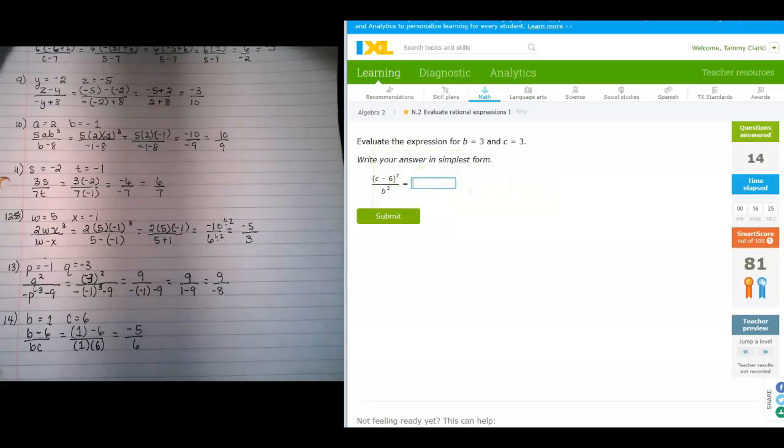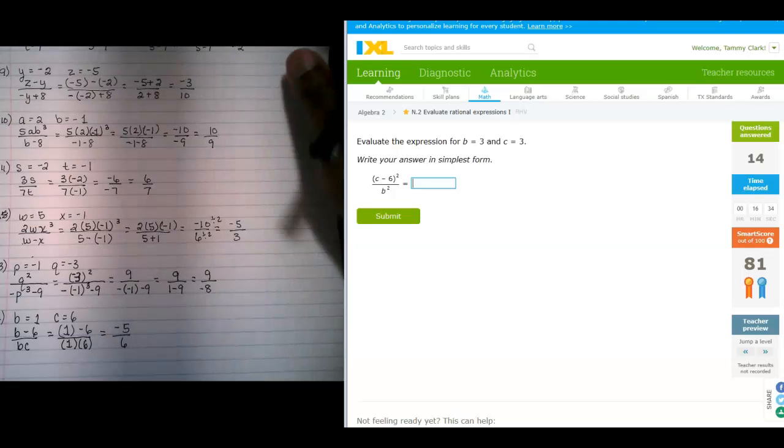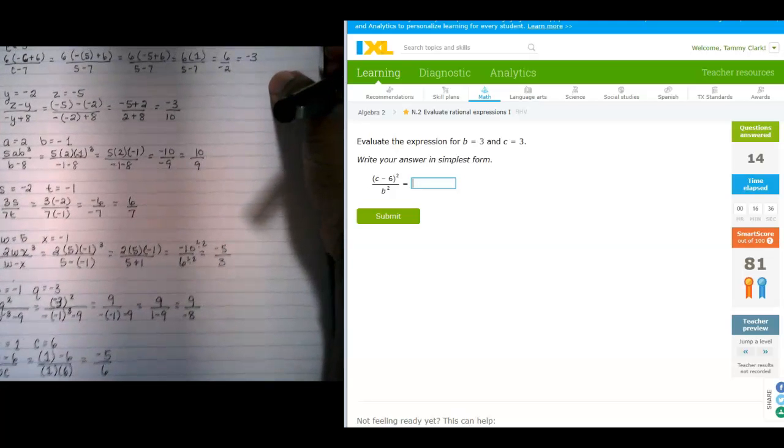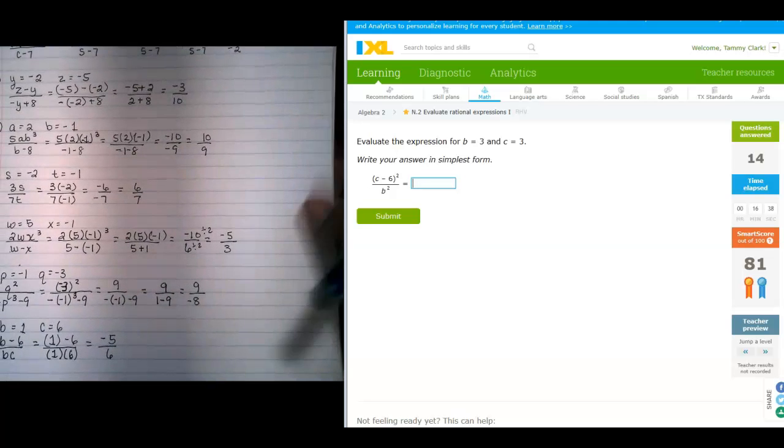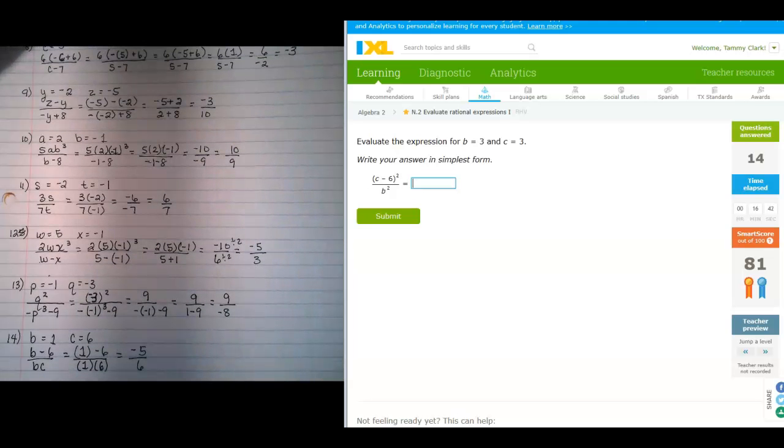Now, I'll go ahead and do this one just to have that final one there, because it does look a little bit different. The process is the same, but sometimes I know that you guys go, oh my gosh, I don't know what to do with that. So hold on.